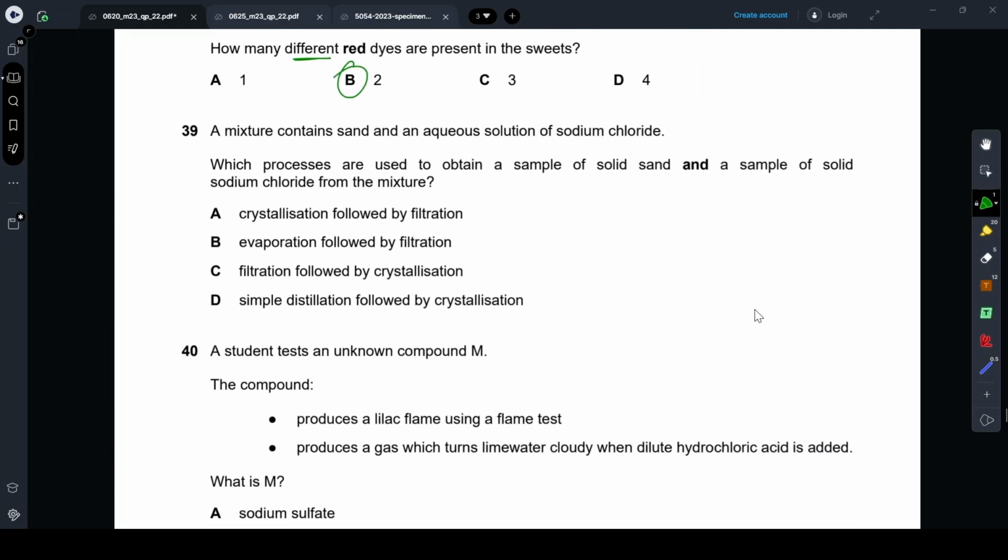A mixture contains sand and an aqueous solution of sodium chloride. Which processes are used to obtain a sample of solid sand and a sample of solid sodium chloride from the mixture? Is it C? Yes, C. The filtration is going to trap the sand, and the crystallization is going to turn the sodium chloride into a solid.